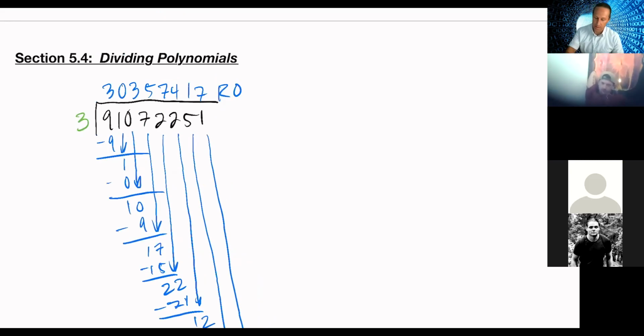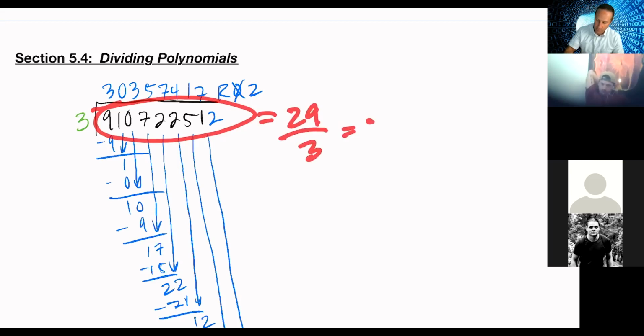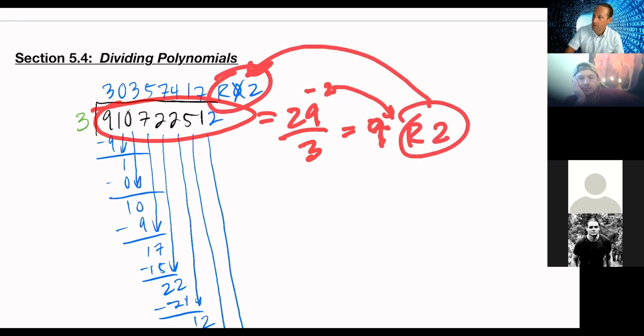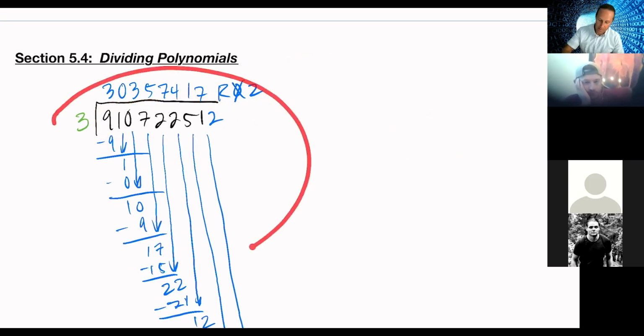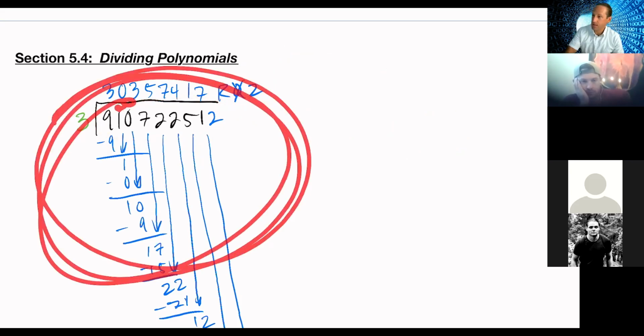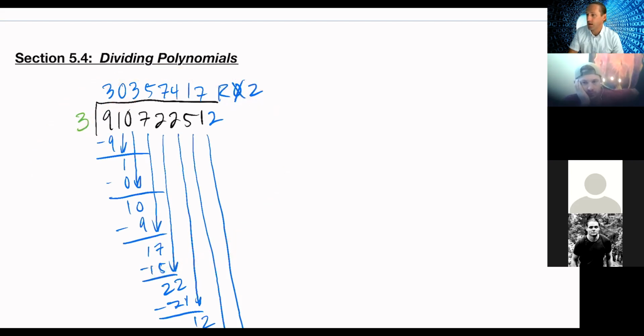Now, the really cool thing is if I would have put a 2 at the end of this and we would have done it again, we would actually have had a remainder of 2. And if I would have added all this up, we would have had 29. And I know 3 goes into that 9 times, right? Which is 27. And notice I'd have a remainder of 2.